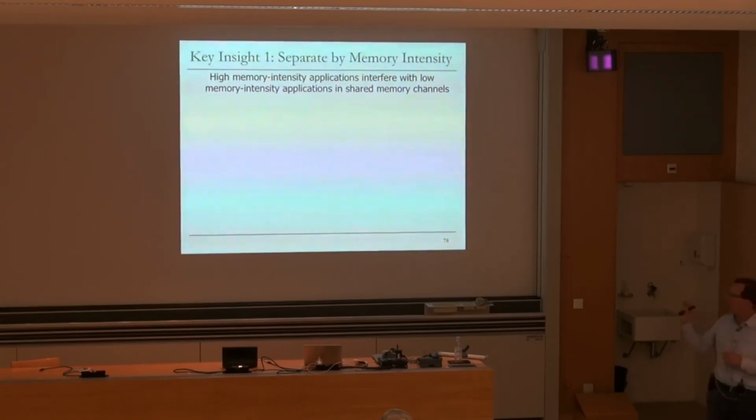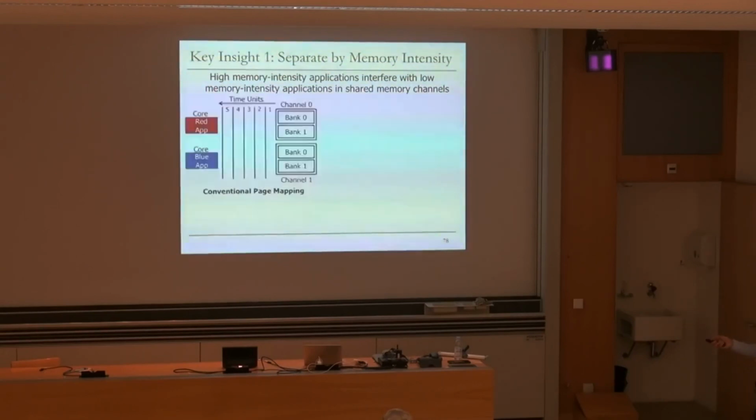So let's take a look at this pictorially. High memory intensity applications interfere with low memory intensity applications in shared memory channels. This is the timeline over here, two different channels. If you do conventional page mapping, both applications can go to both channels, and as a result, you may get requests that are distributed like this. And this is a service timeline of the requests. Now you see over here that the blue application's request got delayed behind red application's requests in this channel and in this bank. So it finishes at time 4, and the red application's request also gets delayed by the blue application's request. It finishes at time 5.